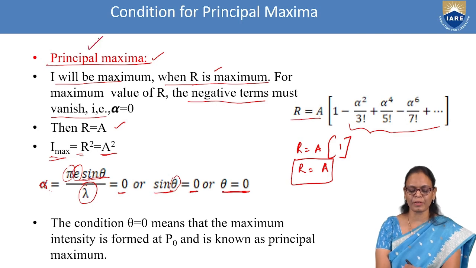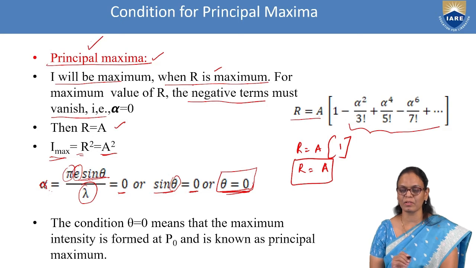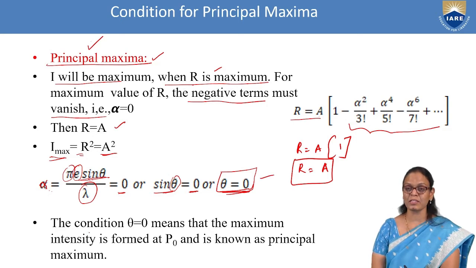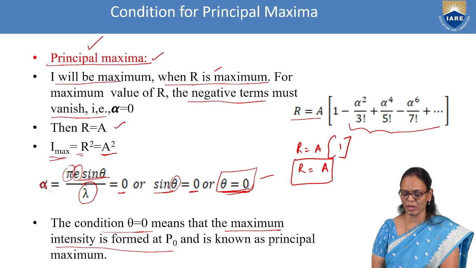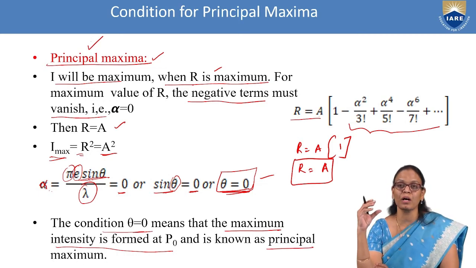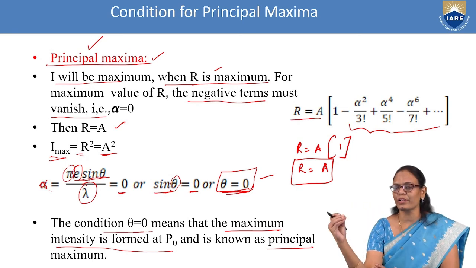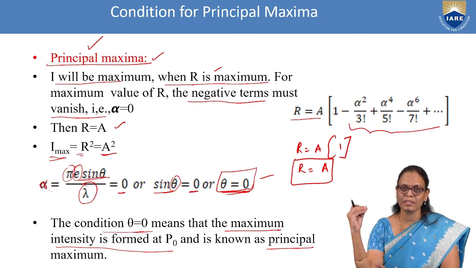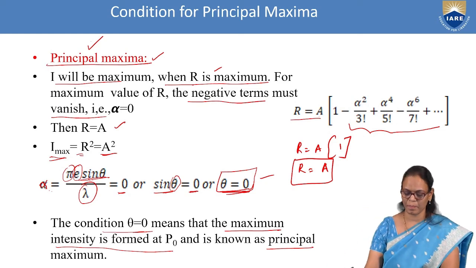But here we are discussing about the principal maxima. Principal maxima means when the light rays are coming straight and when the angle through which they are bending is 0 or there is no bending, theta is equal to 0, we'll have a maximum. Means the condition theta is equal to 0 means that the maximum intensity is formed at P0 and we call it as the principal maxima. So whenever the rays are coming straight without bending and they arrive at a point on the screen, we have a maxima. The intensity is maxima and we call it as a principal maxima.